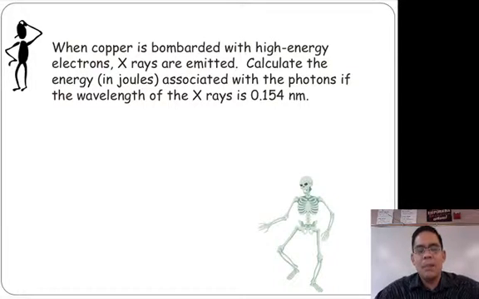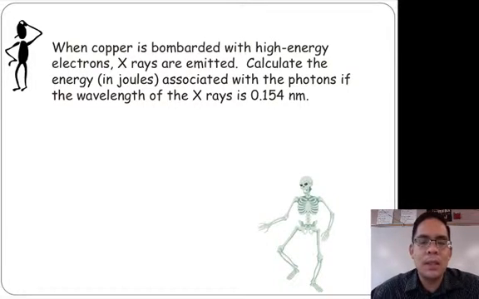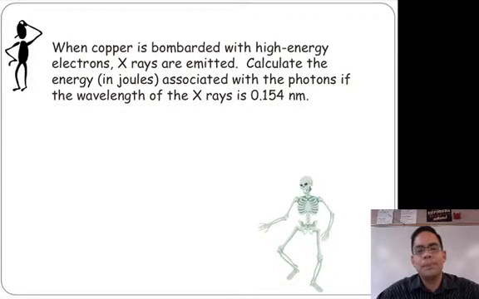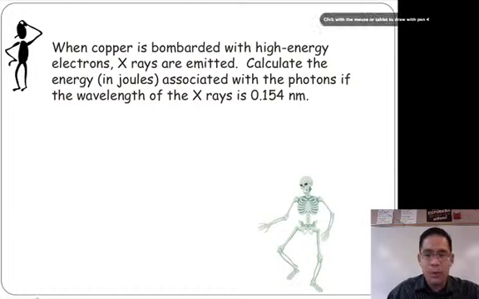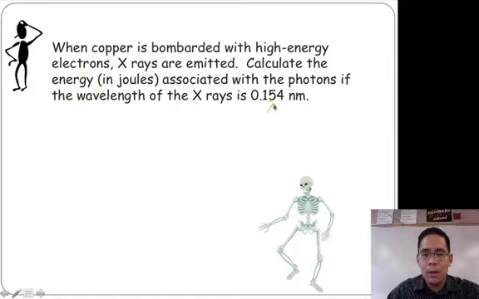So as an example, take a pause and try to practice this problem. When copper is bombarded with high energy electrons, X-rays are emitted. Calculate the energy in joules associated with the photons if the wavelength of the X-rays is 0.154 nanometers. So of course the issue here is they give me wavelength, and with wavelength being given, I can't use it directly in the formula E equals h times nu, which means I have to manipulate the formula.